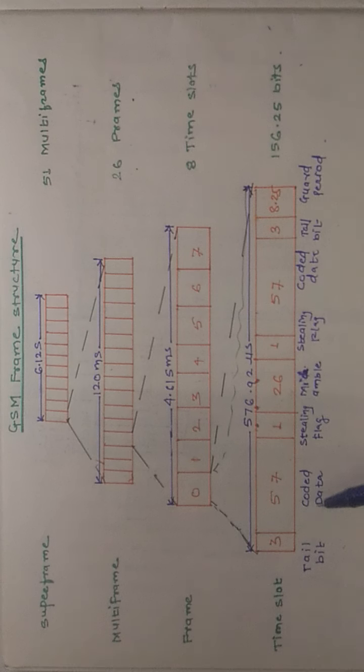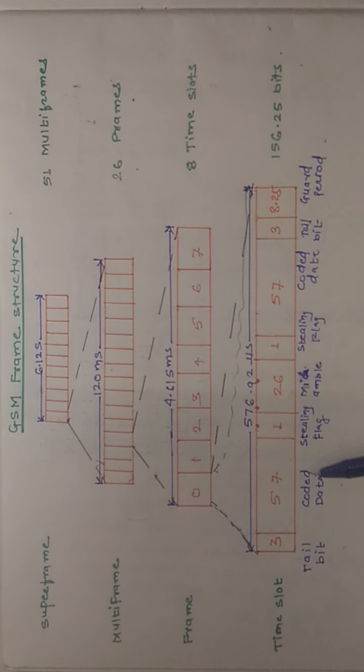After that, there is coded data of 57 bits. There are two 57-bit coded data fields, this and this. This is used for coding the information of the subscriber, 57 bits plus 57 bits.